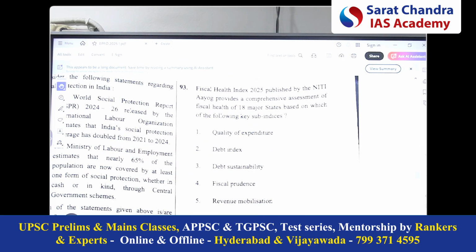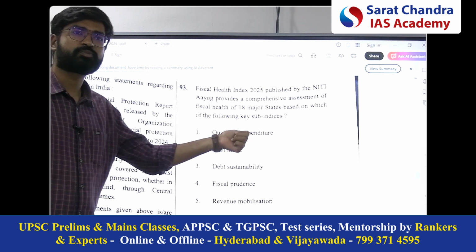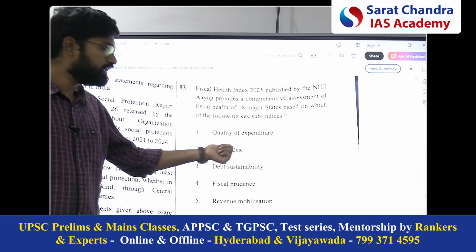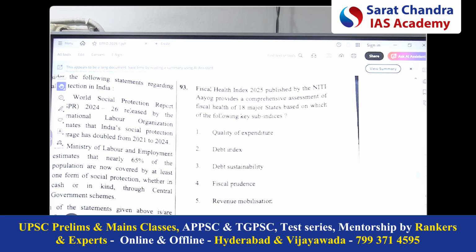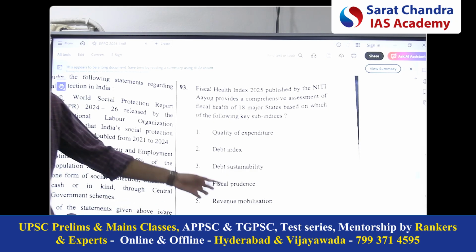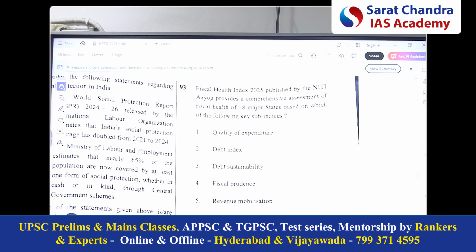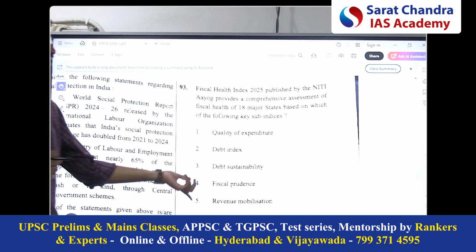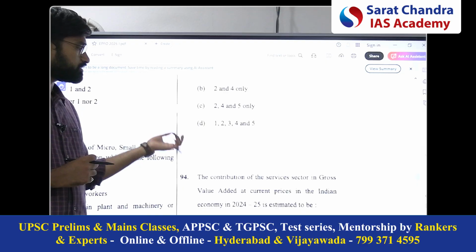Like, the balance sheet, whether the state of the balance sheet is good or bad, can be understood through all this. Quality of expenditure. Debt index: how much debt I have, how many borrowings I have done, how much payment I am doing. Debt sustainability: up to what extent that debt is sustainable. Then fiscal prudence, so whether I am majorly following fiscal discipline or not. Then revenue mobilization, from which source the revenue is getting mobilized. All these are indicated in the Fiscal Health Index.